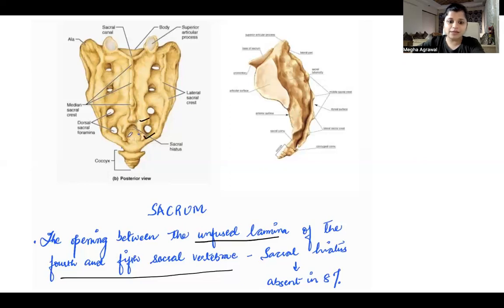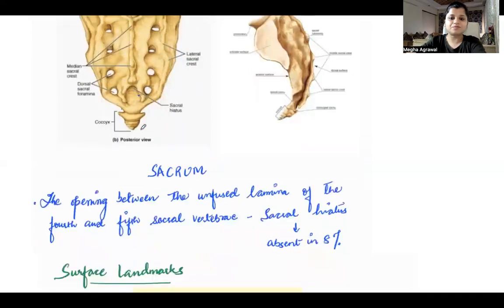This is that space, and it is actually absent in 8% of individuals. In those 8% of individuals, we cannot give caudal anesthesia. However good the experience and skill of the anesthesiologist may be, if there is no sacral hiatus, then we cannot give the caudal anesthesia.